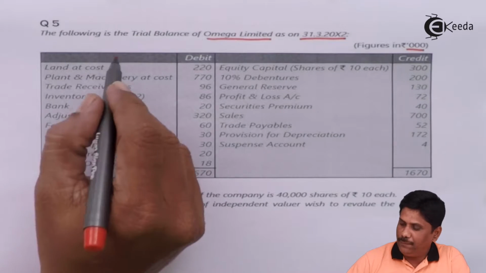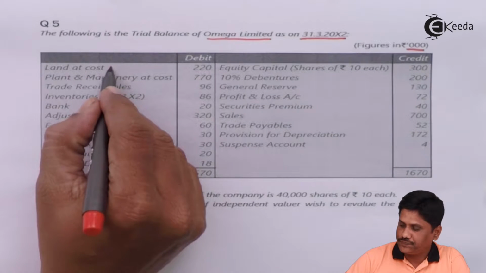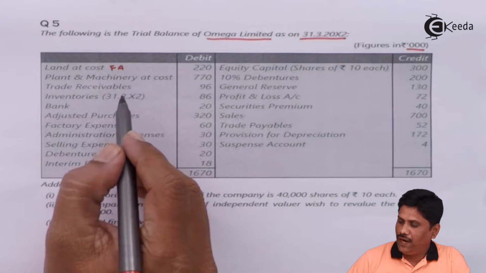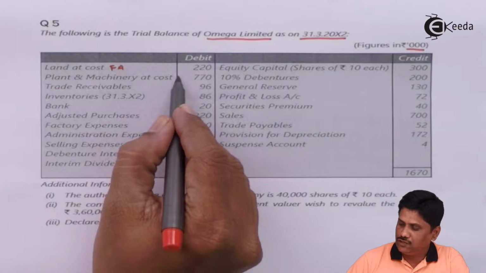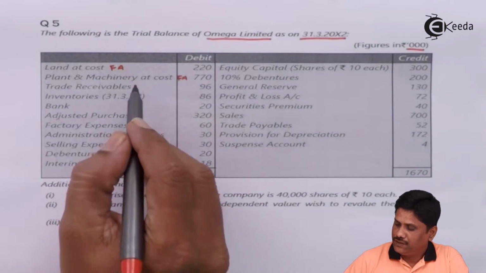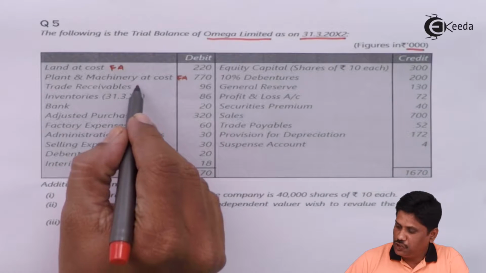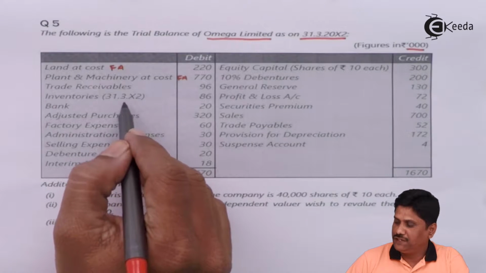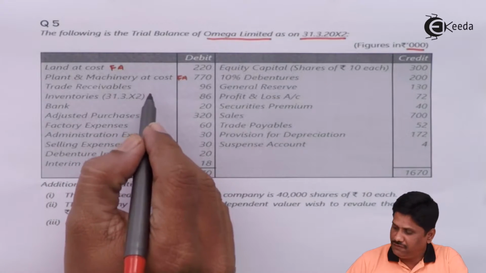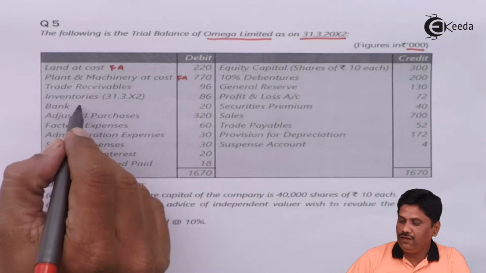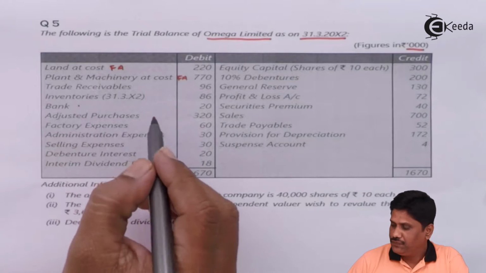Land at cost will appear as your fixed asset. Plant and machinery at cost, this also will be your fixed asset. Trade receivable is your trade receivable. Inventories on 31st March X2, these are the closing inventories. Bank will be your cash and cash equivalent.